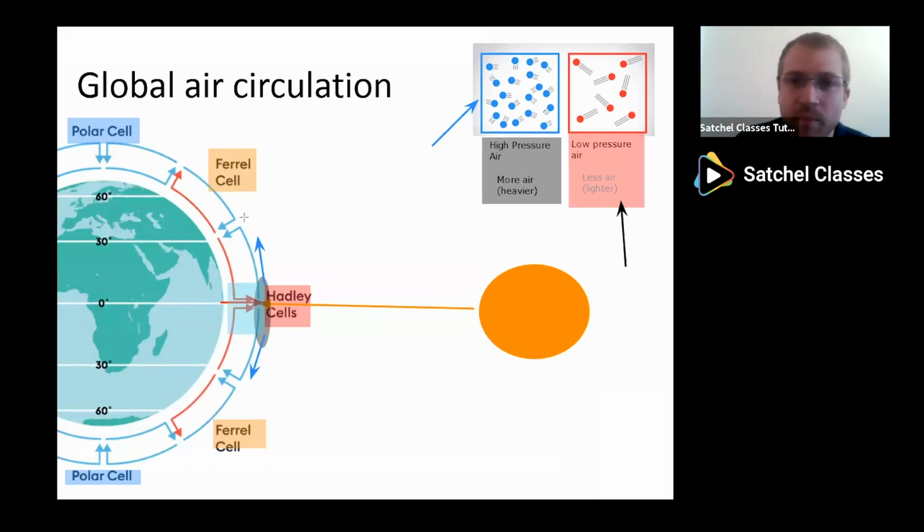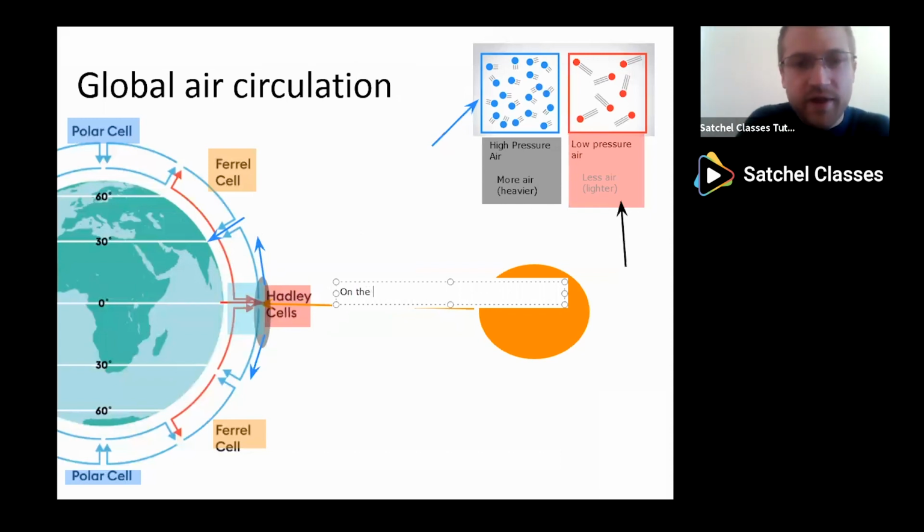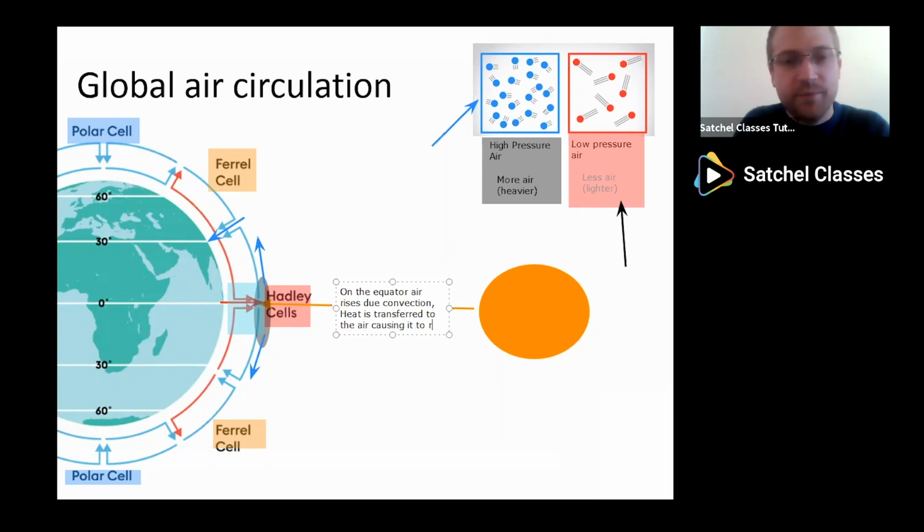Then that air will start to become heavier and it will sink back down. So air only creates clouds when it rises. So air that sinks doesn't create clouds. So this will lead to certain things happening on these two places. So we'll make a quick note here. On the equator, air rises due to what we call convection, which is where heat is transferred to the air, causing it to rise into the atmosphere.